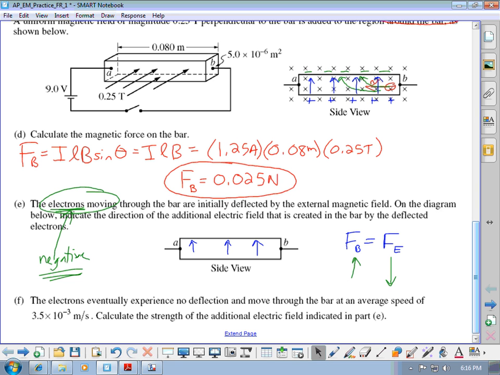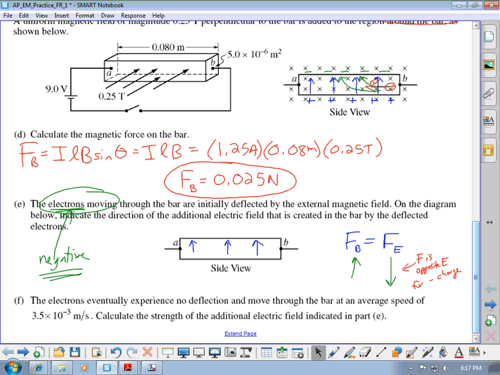But again, it's a negative charge. And so if you want the electric force to be downward, a negative charge feels a force in the direction opposite the electric field. So if I need my electric force to be down to balance out the upward magnetic force, then I actually need an upward electric field. The upward electric field pushes the electrons downward.